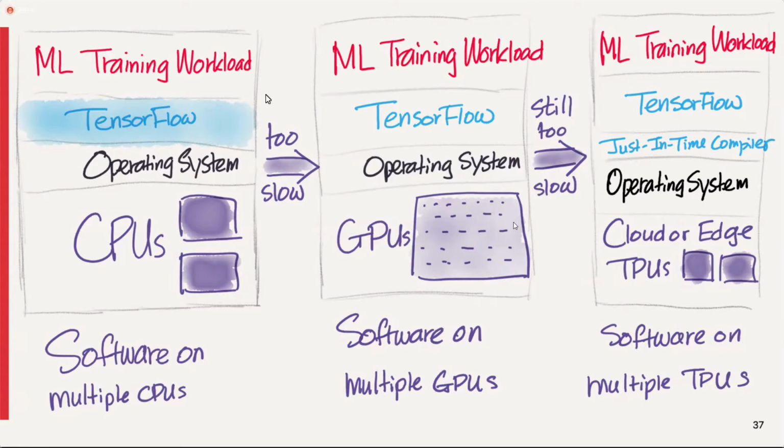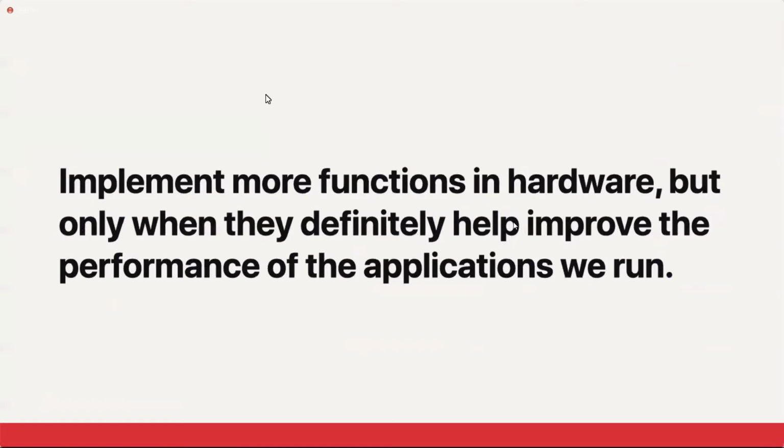And if we can do it in software, we don't have to move these features into hardware. Only when we find out something is too slow do we move into hardware. And of course, there are many features in TensorFlow that do not really need a performance improvement, so we don't have to move them into hardware. So implement more functions in hardware, but only when they definitely help you improve the performance of the applications that we run.